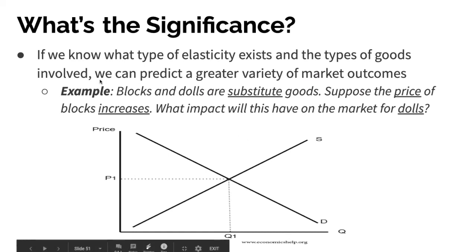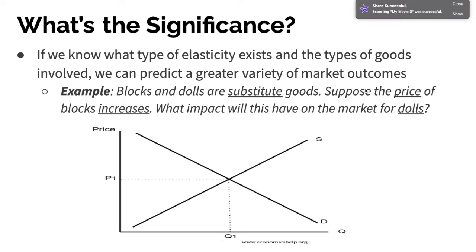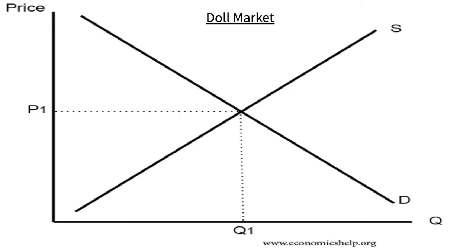Let's say it gives you this information. Blocks and dolls are substitute goods. Then it tells you that the price of blocks increases. And it says, what impact will this have on the market for dolls? But it doesn't just say what impact. You're going to have to graph it in a free response question. So you have a basic equilibrium here, supply and demand. Here's P1, that's our equilibrium price. Here's Q1, that's our equilibrium quantity.